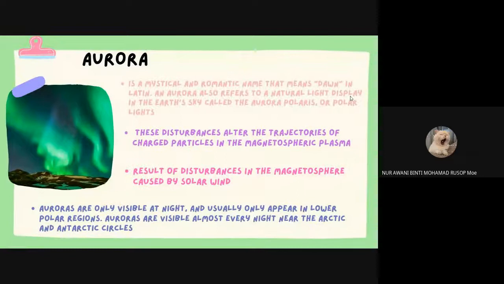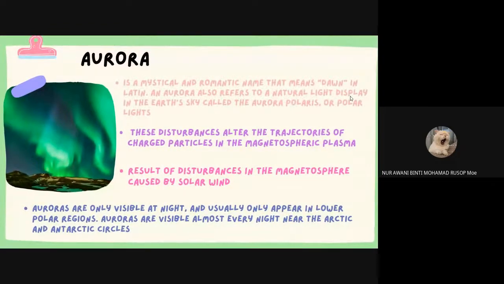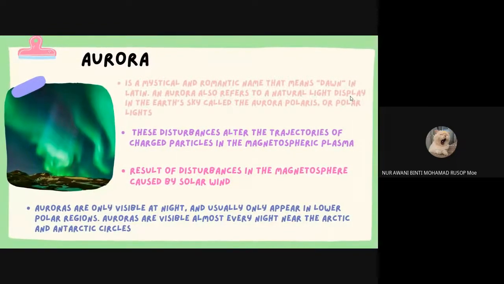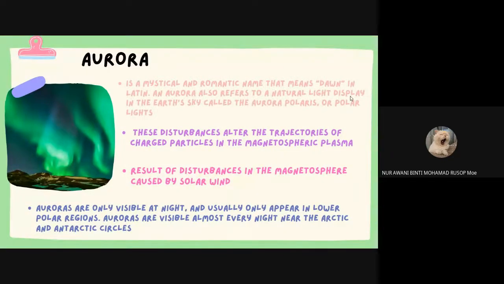Aurora. Aurora is a mystical and romantic name that means dawn in Latin, and aurora also refers to a natural light display in the Earth's skies called the aurora polaris, or polar lights. These disturbances alter the trajectories of charged particles in the magnetospheric plasma, as a result of disturbances in the magnetosphere caused by solar wind. Auroras are only visible at night and usually only appear in polar regions. Aurora are visible almost every night near the Arctic and Antarctic circles.